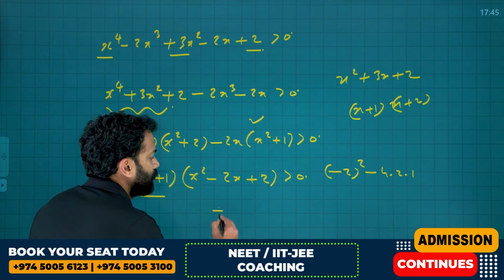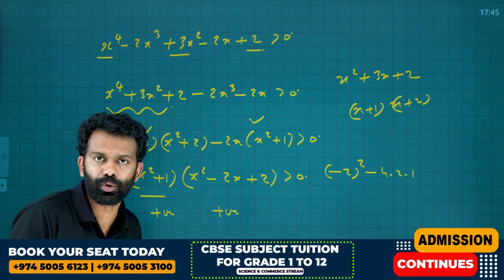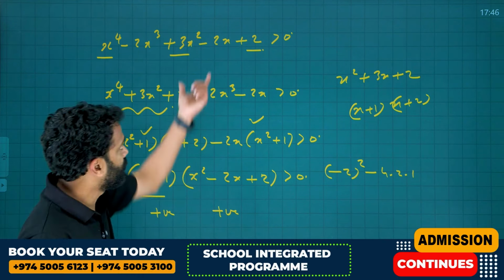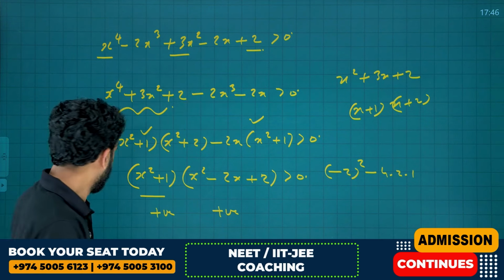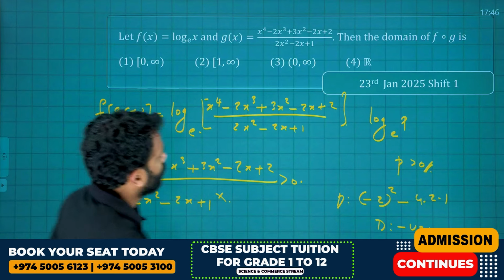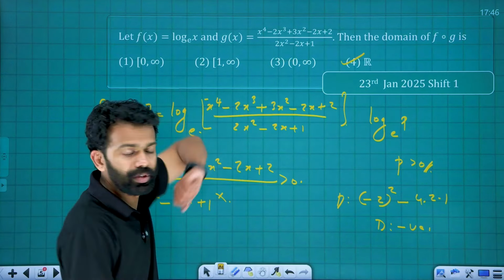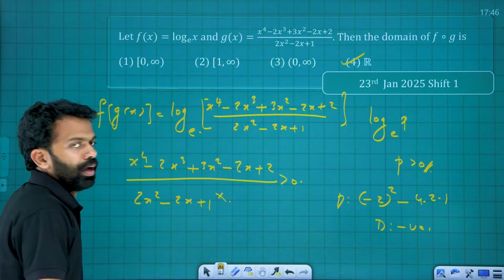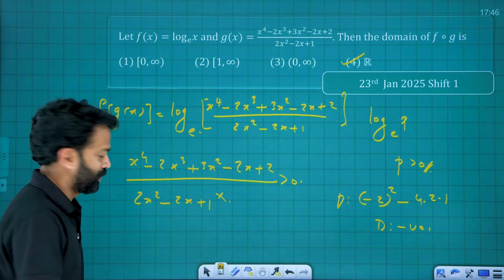So this is positive. This is also positive. So positive into positive is what? Positive. Therefore, for whatever the value of x, this expression is positive. Therefore, we can substitute any value for x. So what is the domain here? The domain is real numbers. Therefore, the domain of f of g of x is real numbers. We can substitute any values. Hope you got the idea here. Moving to the next question.